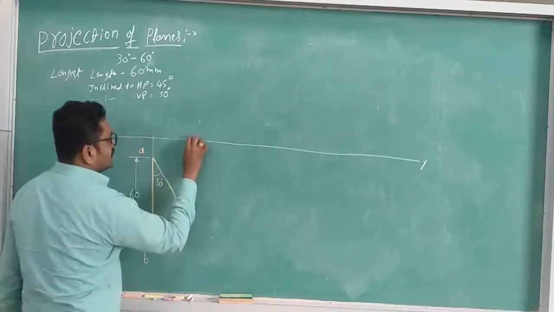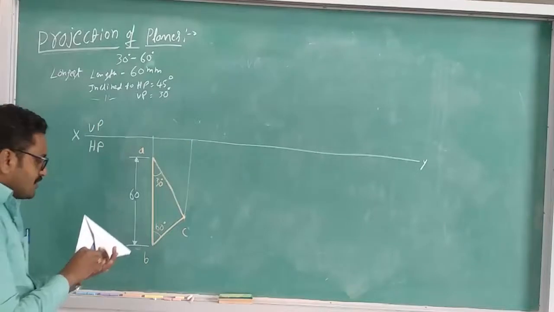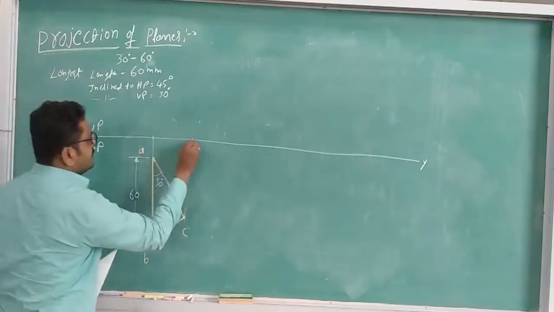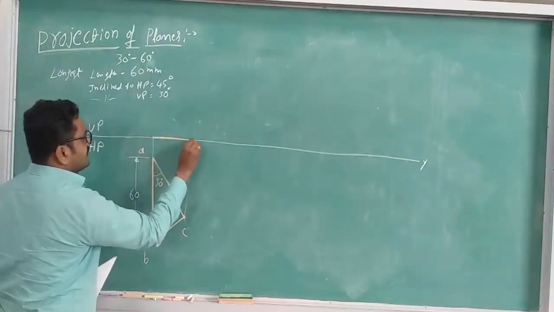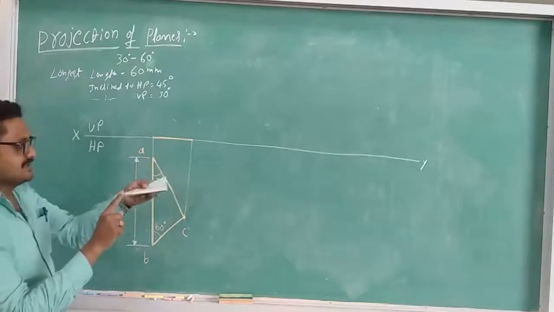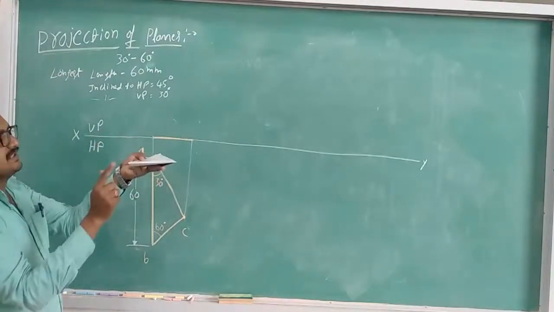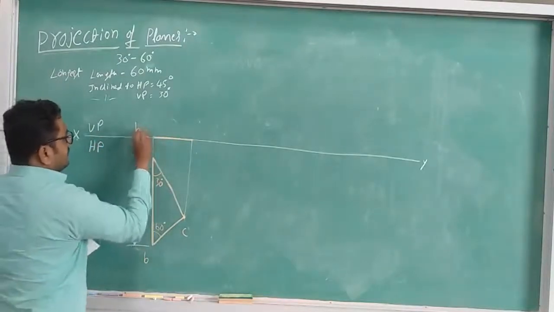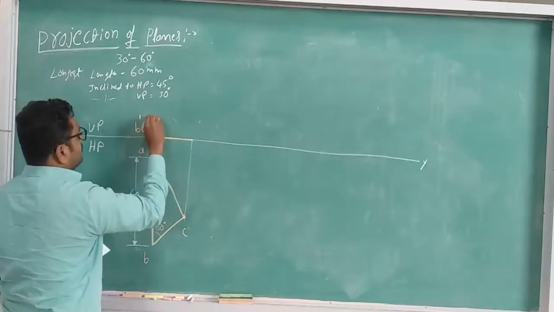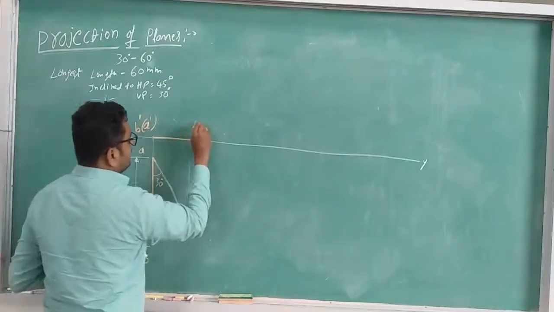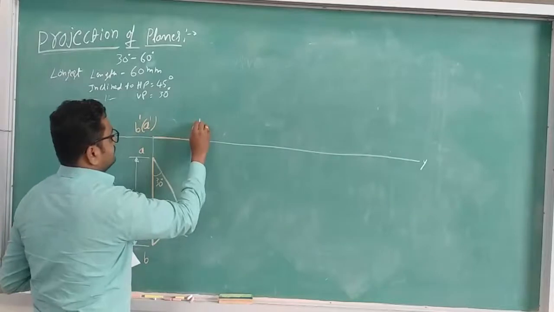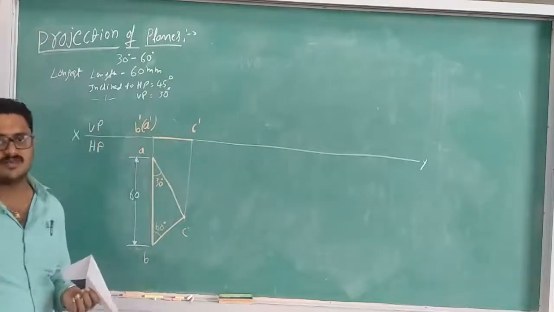So from all these corners we need to draw the vertical projection till the XY line, and make this one visible. B can be seen and A is hidden, that's why the naming will be B dash of A dash, and this will be C dash. Okay, first step is finished.